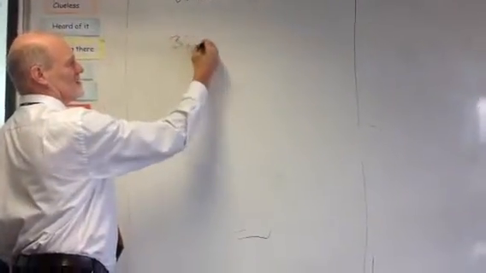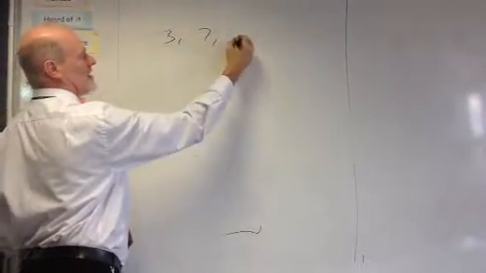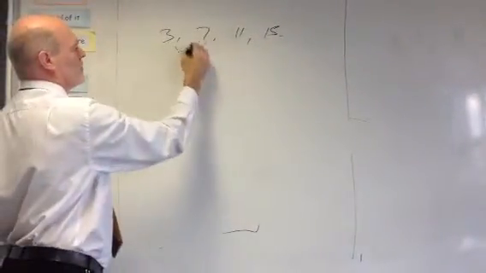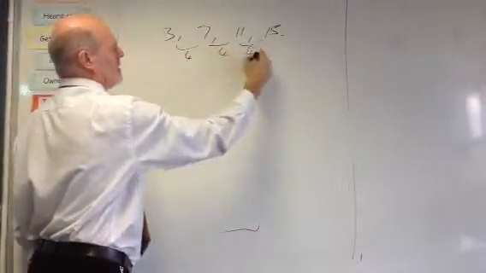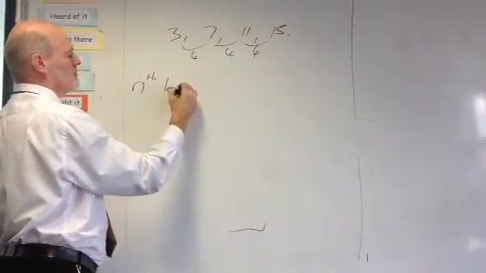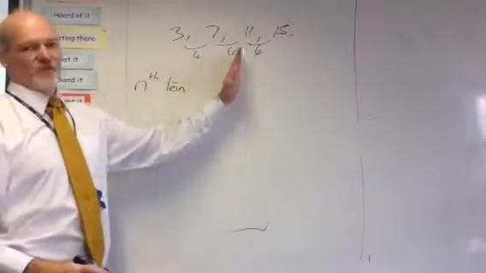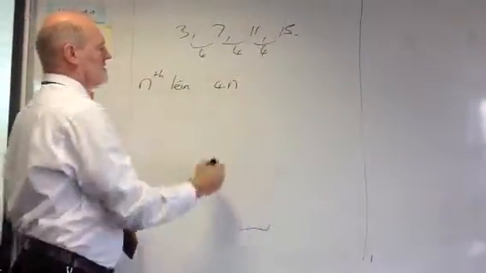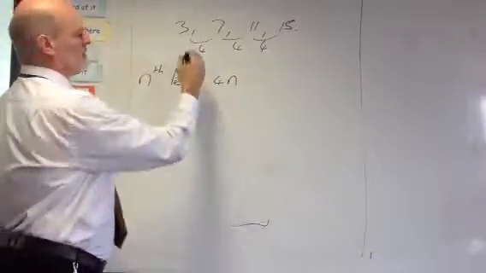Here's the sequence: 3, add 4, 7, add 4, 11, add 4, 15. I added 4 each time. If at GCSE we wanted to say the nth term, because I add 4 each time, I would say the 4 times tables is involved here.